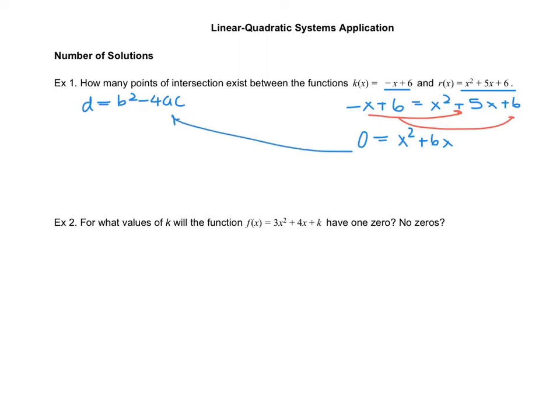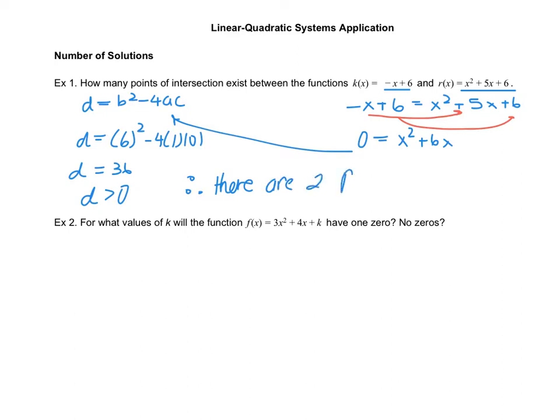So now I can take this information and put it into my discriminant formula. 6 squared minus 4 times 1 times 0 gives me 36. Because our discriminant is greater than 0, that means that we will have 2 points of intersection. Therefore, there are 2 points of intersection.